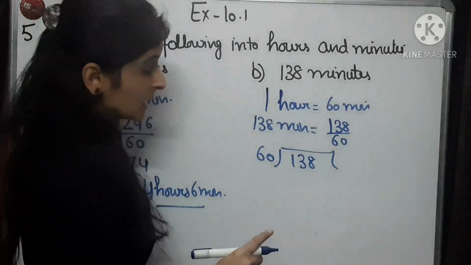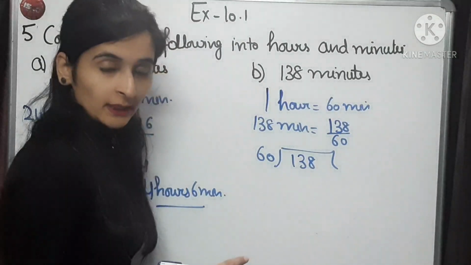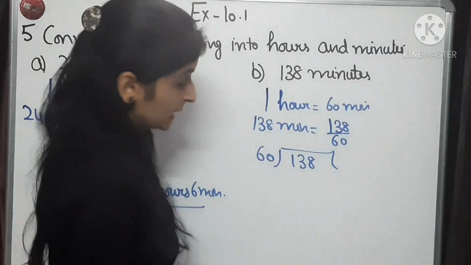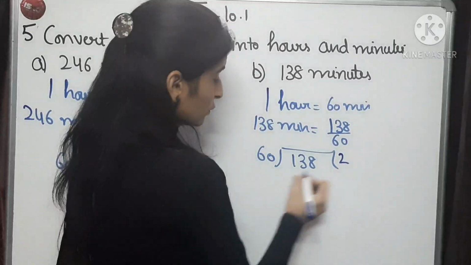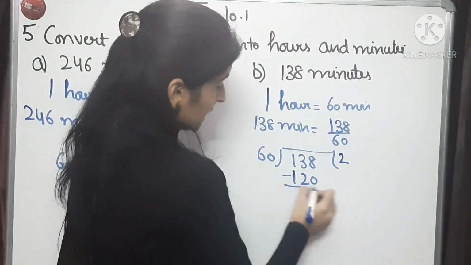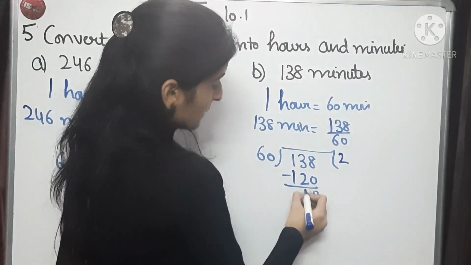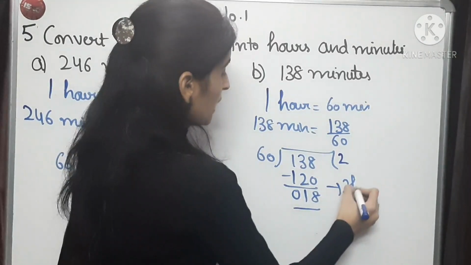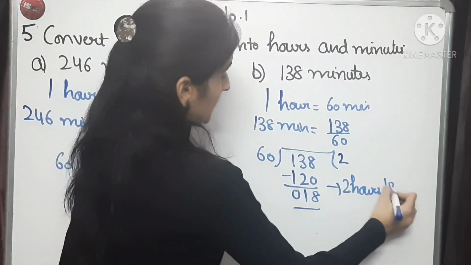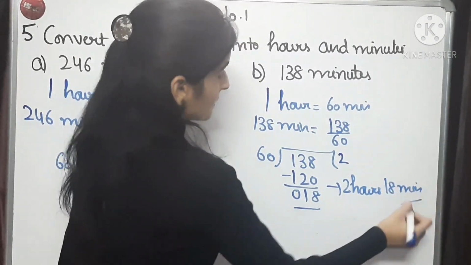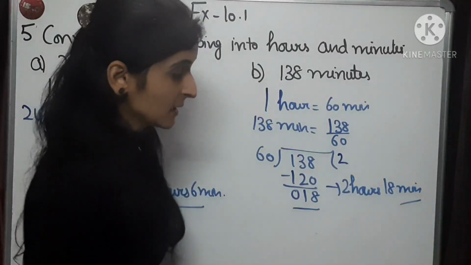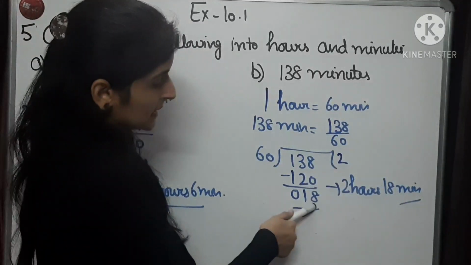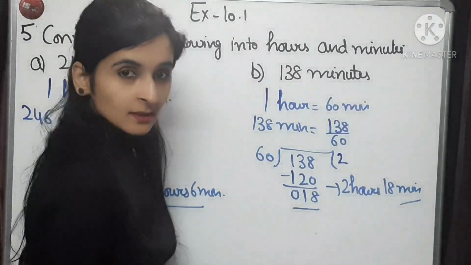60 ones are 60, 60 twos are 120, and 60 threes are 180. So it will go on 2, 120. 8 minus 0 is 8, 3 minus 2 is 1, and 1 minus 1 is 0. It means 2 hours and 18 minutes. So 2 hours 18 minutes will be the answer. So the quotient will be hours and this remainder will be the minutes. Okay.